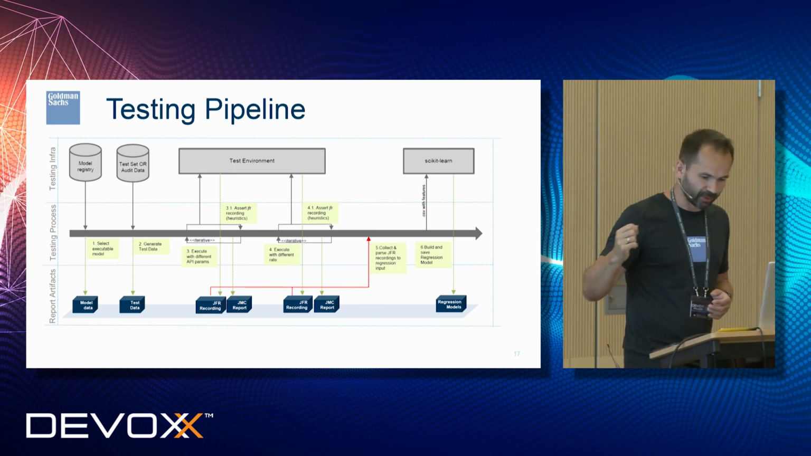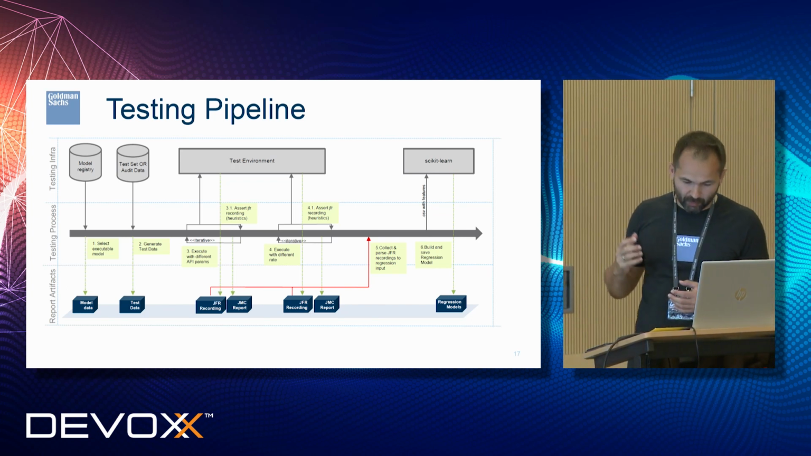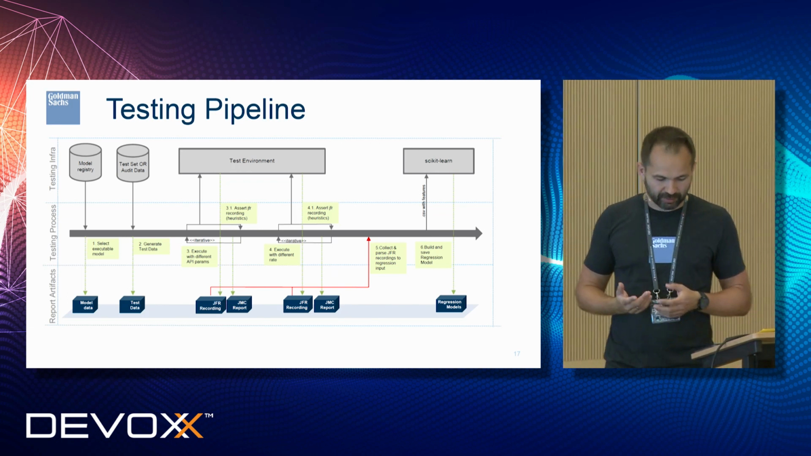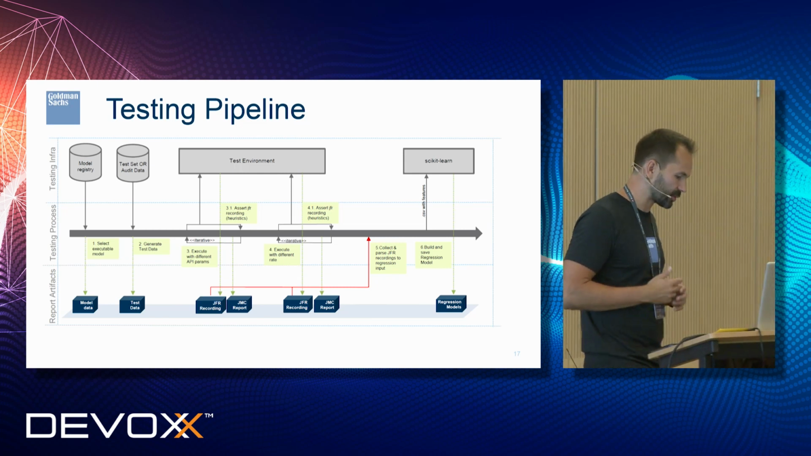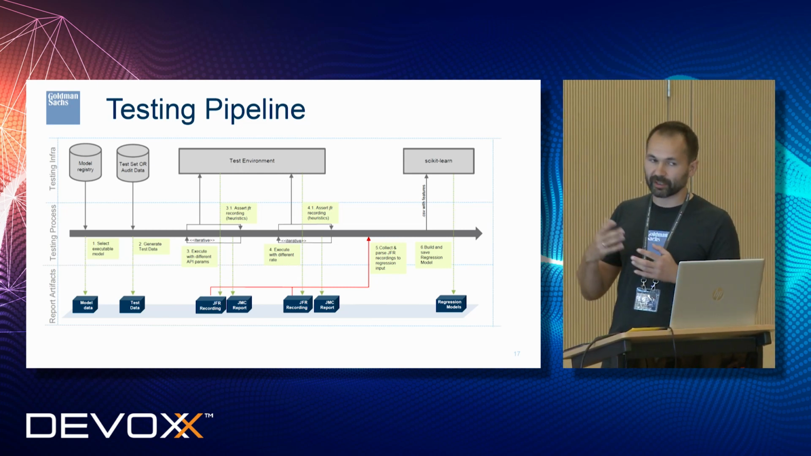So what we do is, in the first step, we actually identify the model that we want to test. And then in the second step, we will build a functional test set. We are not going to check functionality. It's a test set of how we can execute the model.